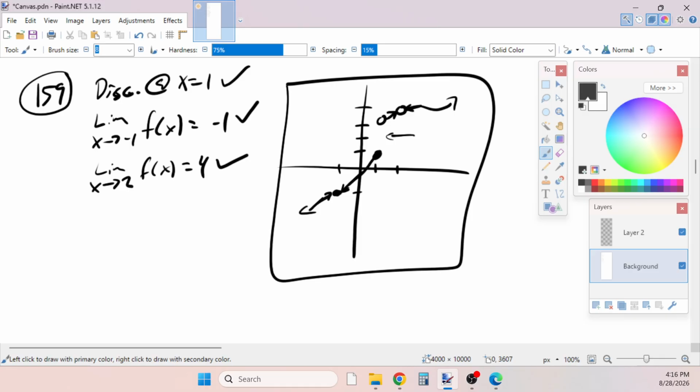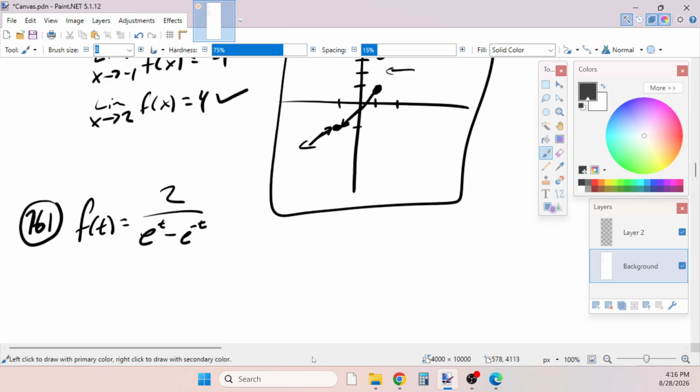Number 161. Justify whether each of the given statements is true. Justify your response with an explanation or a counterexample. F of t equals 2 over e to the t minus e to the negative t. This one might be a little hard.